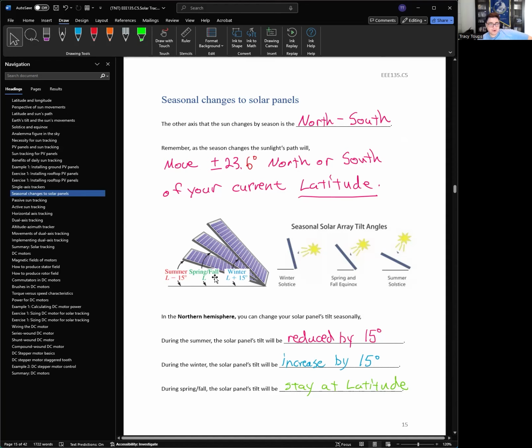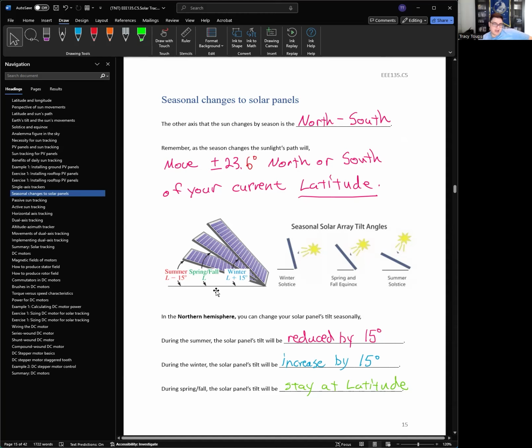After summer comes fall, where you should go back on your roof and add that 15 degrees back in, and this is your standard tilt based on your latitude. Then winter starts, add in an extra 15 degrees, and your tilt will be more aggressive. Then come back to spring, go back to the original latitude, and then we're back to summer where you go back to negative 15 degrees. So you're just going to tilt it up and down plus or minus 15 degrees based on the seasonal changes.